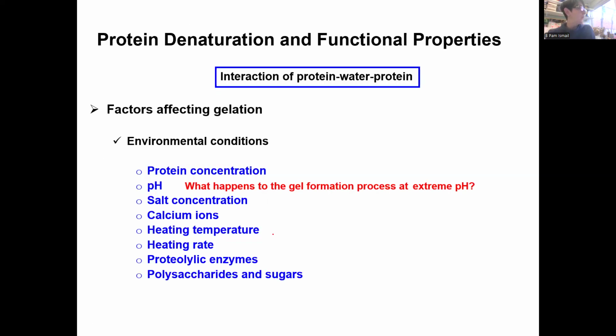So let me see here. Protein concentration. Oh, the last bit is polysaccharides and sugars. Sometimes the presence of polysaccharides interacting with water and with protein can help protein-water interactions, help with holding water, and forming a nice gel matrix as well. So polysaccharides and sugars play a role also in holding water and trapping water within the gel matrix.